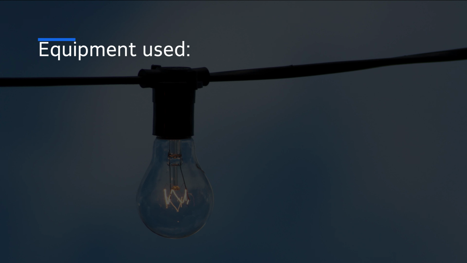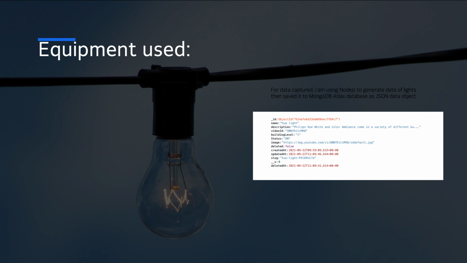So for the data capture in my project, I'm using Node.js to generate data of lights and then save it to the MongoDB Atlas database as a JSON object. So what you see on the screen here is a data object when it's being saved into MongoDB. So we have name, description, video ID, building level, status, images, deleted at, created at, updated at, the slug, and this one is actually deleted, which I will show you later. It's like destroying the light.